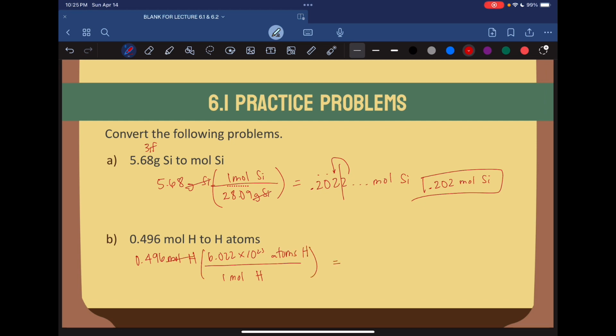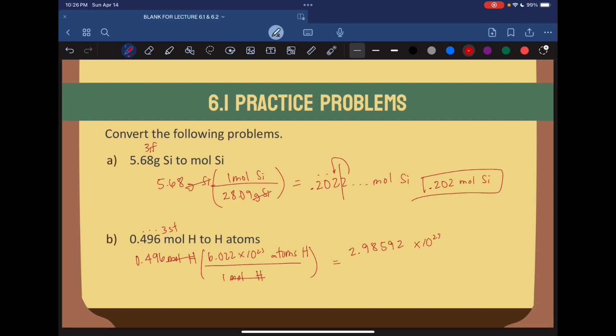Your moles of hydrogen will cancel, leaving you with atoms of hydrogen. And I'm going to do 0.496 times 6.022 times 10 to the 23rd. Divided by 1 is still itself, and this has 1, 2, 3 sig figs. So I'm going to round my answer to 3 sig figs. When you look at your calculator, mine says 2.98592 times 10 to the 23rd.